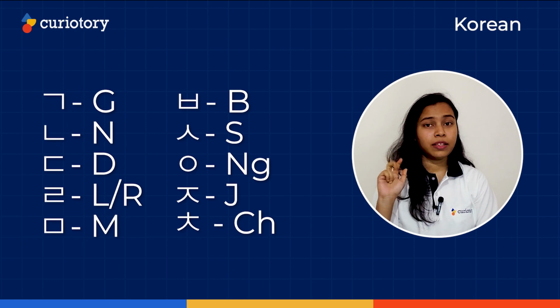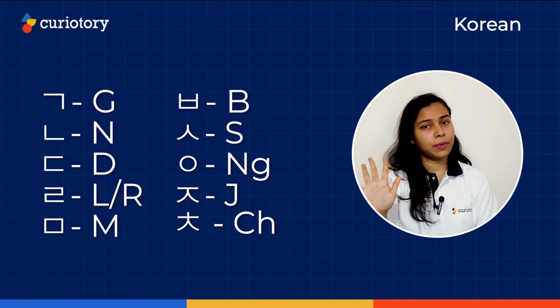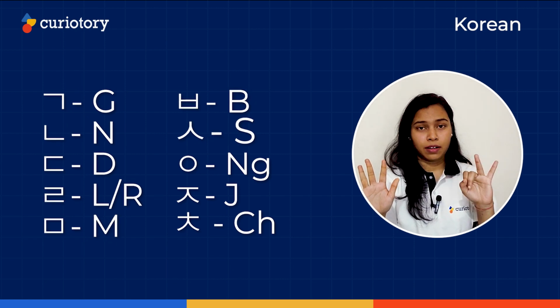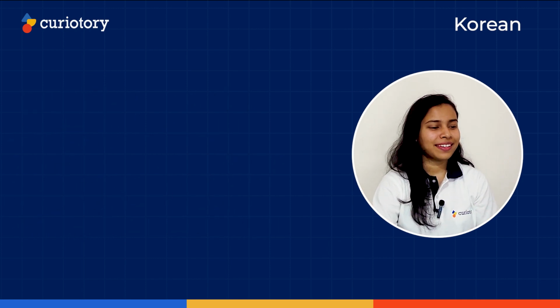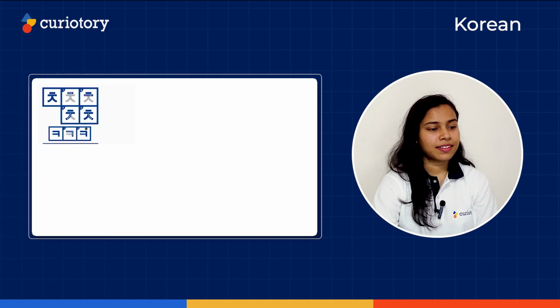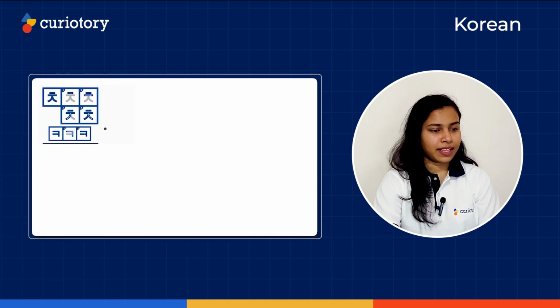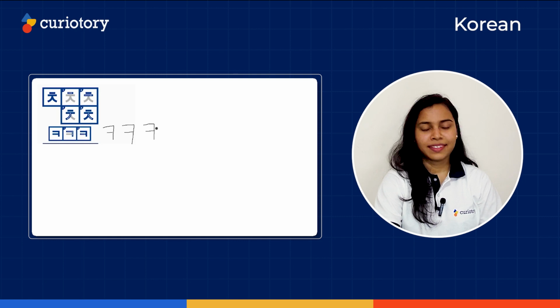K, n, d, l, r, m, b, s, ng, j, ch. Now let's see the next one. That is k. Okay, so this k, we'll write it like this with just two strokes order. The first one will be this, and the second will be just this. 1 and 2. 1 and 2. That's it.